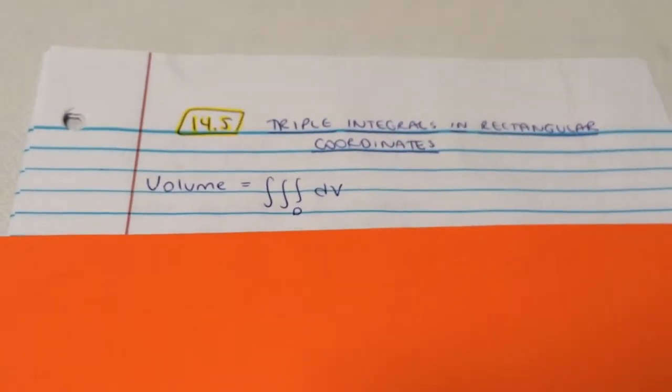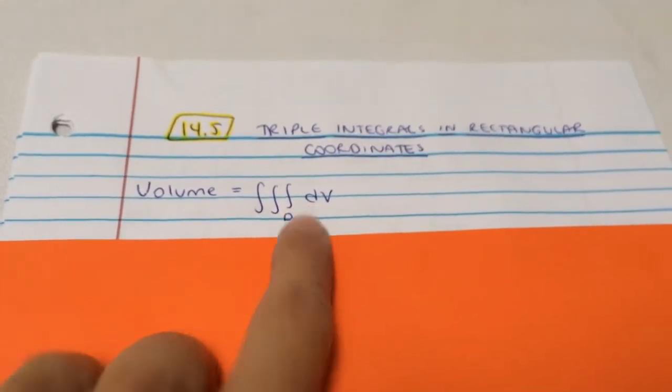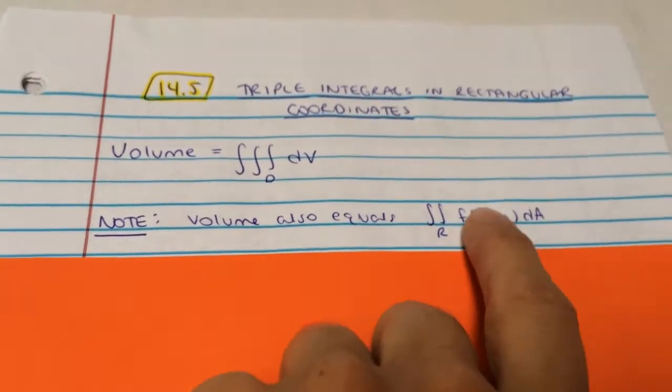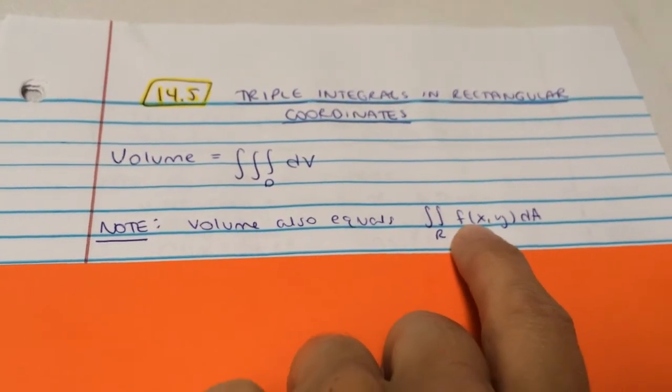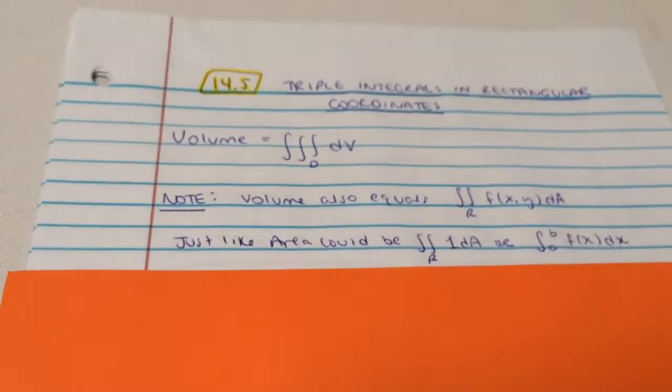All right, so let's look at the formulas here in my notes. Again, we have volume is the triple integral when you're integrating 1. So there's a 1 there. This is the formula that we saw for volume before. A double integral of a function is volume, or a triple integral of 1 is volume.